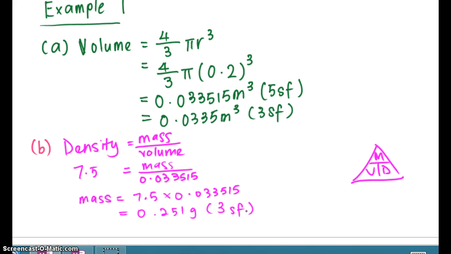You must round off the final answer to 3 significant figures, and since this is the last part of the question, we do not need to find 5 significant figures before finding 3 significant figures. We can just leave the final answer as 3 significant figures. Please pause the video and try the next practice question.